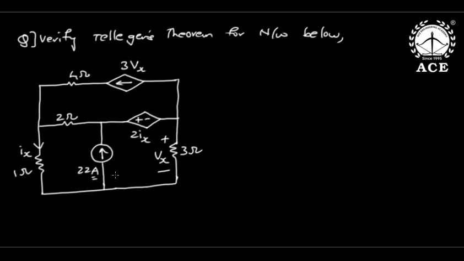Now, sir, what is it that we have to prove? We have to prove that the total power delivered by the source is the power absorbed by the sink. Please understand. Resistors are always sinks. Here 1 ohm, 2 ohm, 3 ohm, 4 ohm are resistors, no issue.